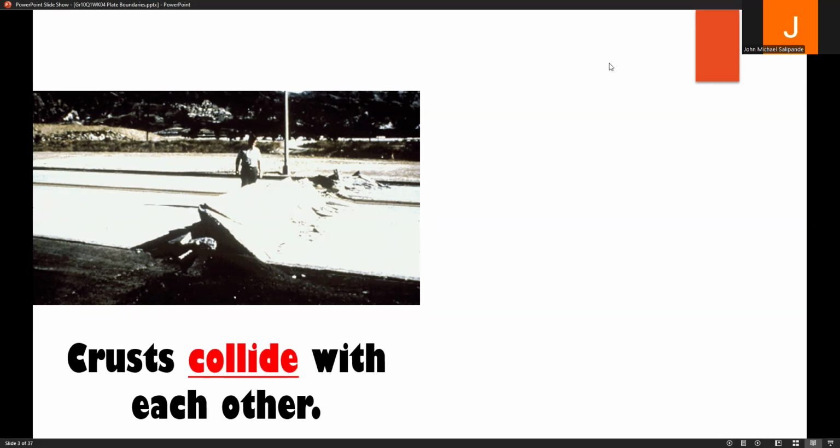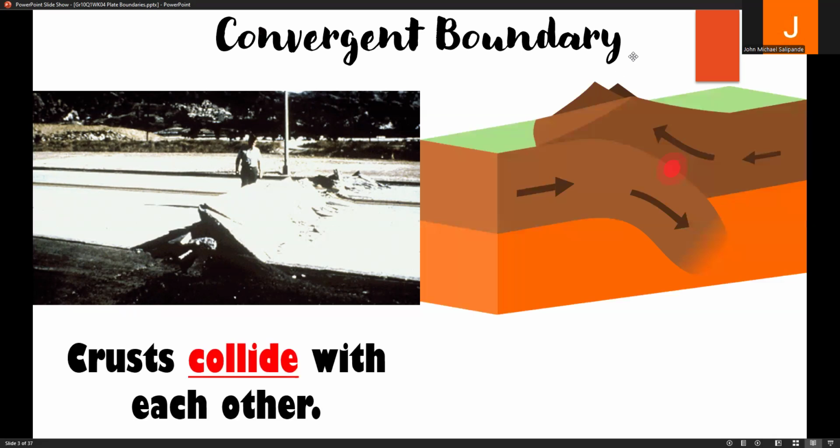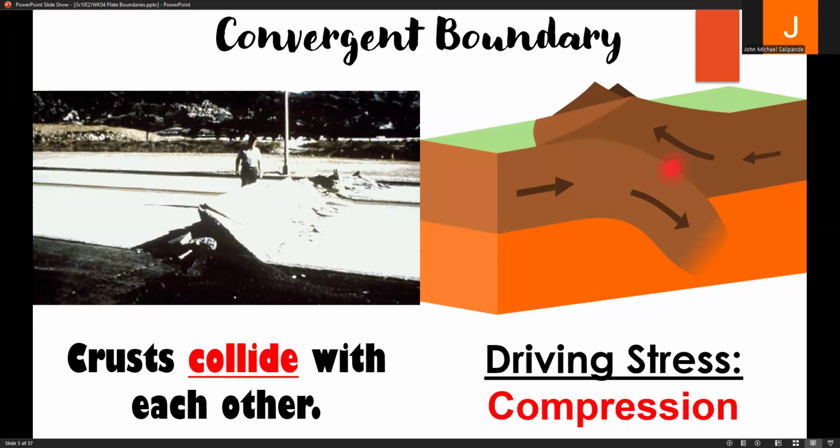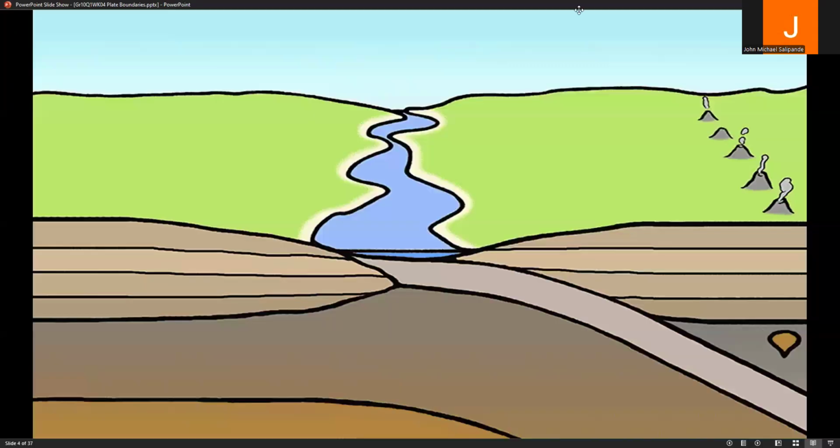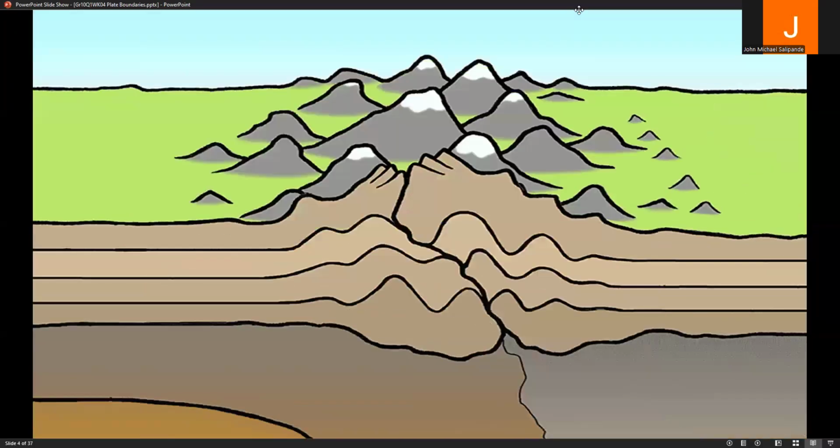So if you see crusts like this colliding with each other, then the plate boundary that you witness is called a convergent boundary. The reason why these crusts collided, or at least one part of them is elevated, is because of the driving stress called compression. Now, we will tackle the three different types of convergent boundary.